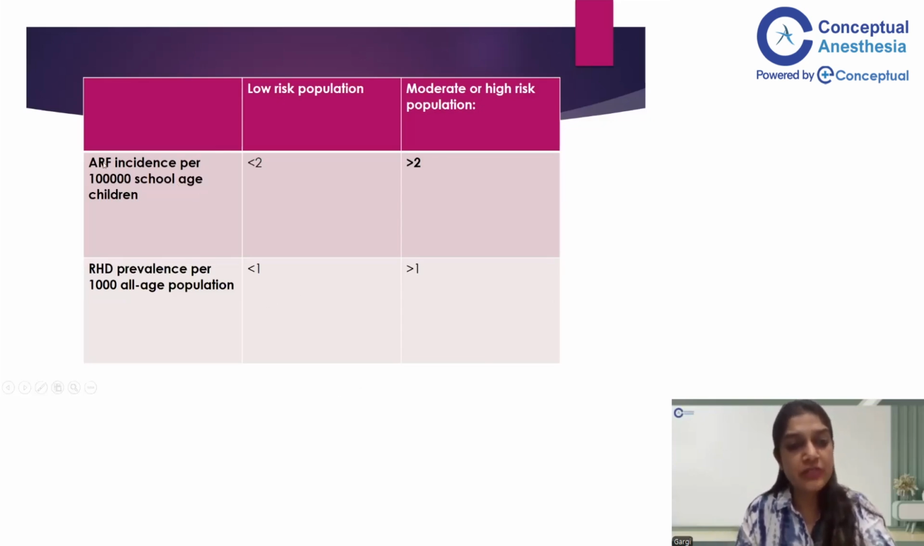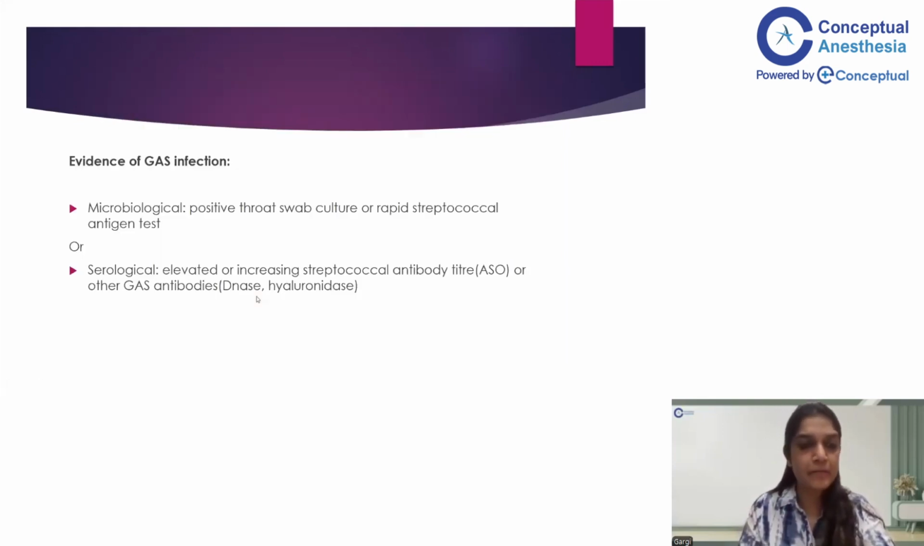So if the risk of acute rheumatic fever in school age children was less than 2, they termed it low risk. If it was more than 2, then it was moderate to high risk. If the rheumatic heart disease prevalence was less than 1, then it was classified as low risk, and if it was more than 1, then it was classified as moderate to high risk.